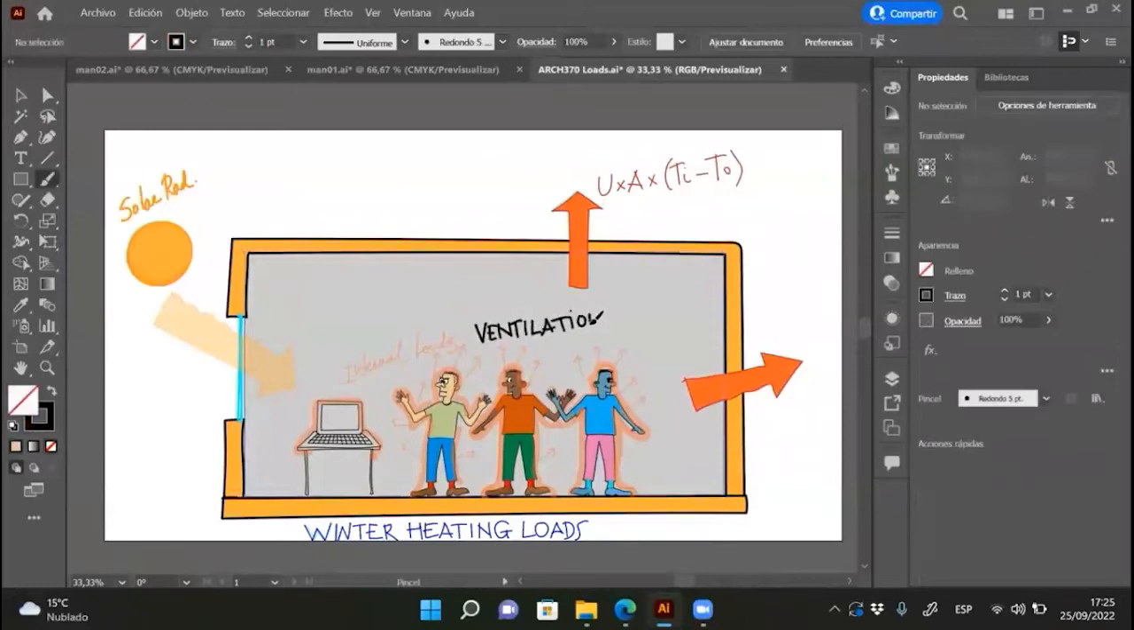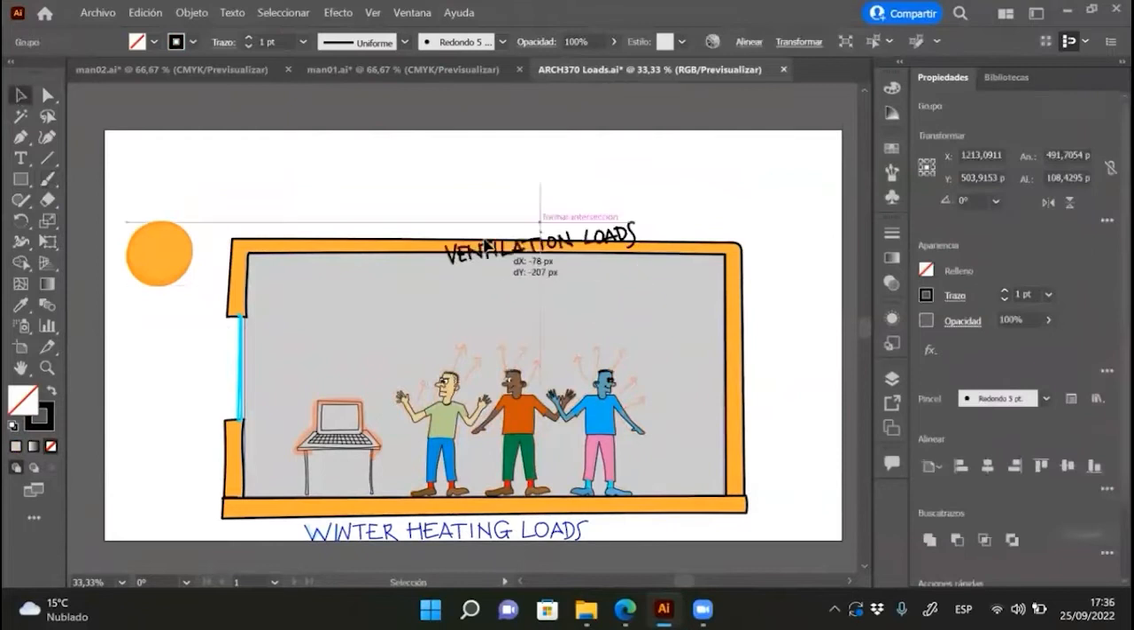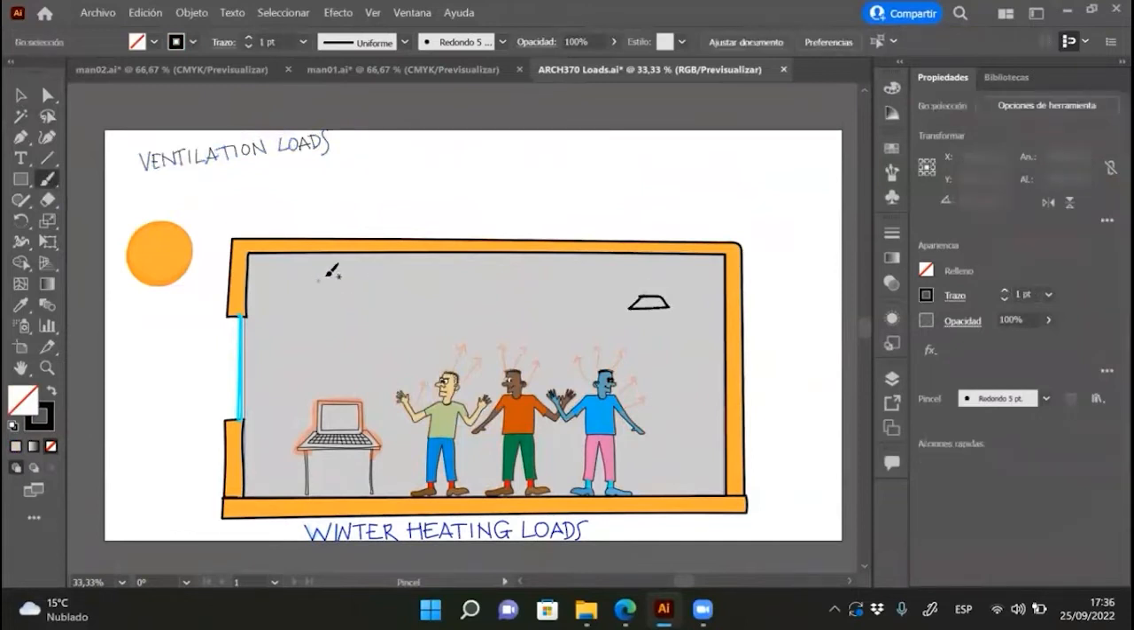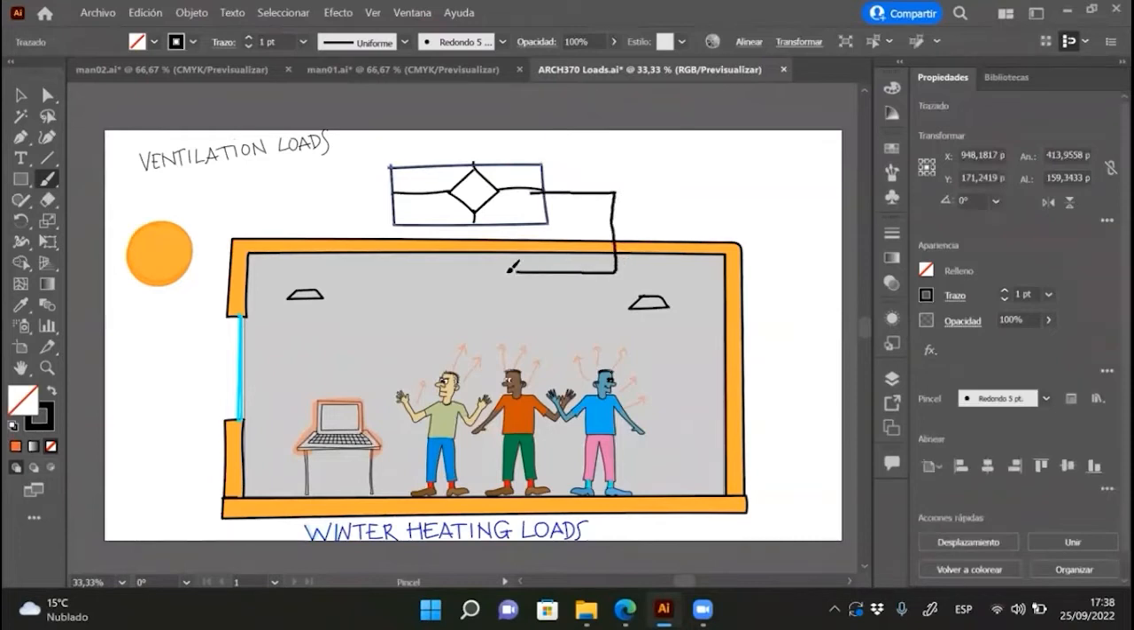And finally, we have to calculate the ventilation loads, and this is what we are doing now. So we are calculating ventilation loads with the air handling unit. We calculate ventilation loads, we have the supply and return diffusers. So this is what we have done in Revit. We have the air handling units on the roof. And then the air handling unit connects to the supply diffuser, that one.